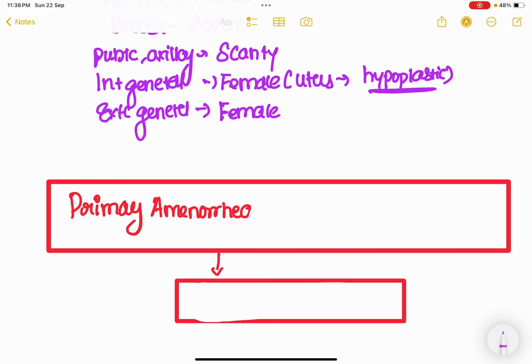So the gonad is going to be streak ovary, internal genital organ is going to be female internal genital organ, but the uterus is going to be hypoplastic. While discussing the external genital organ, it is female external genital organ. Breast is going to be absent as the estrogen is decreased.